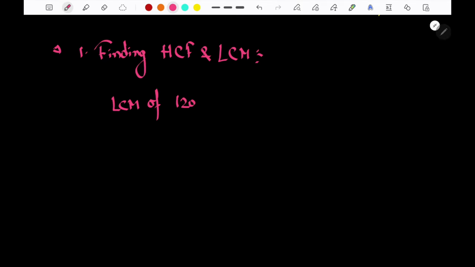So first simple application is finding HCF and LCM. This is one of the beautiful things that we can do from the fundamental theorem of arithmetic. For example, let's say we are required to find HCF and LCM of 120 and 90. So 120 can be written as product of prime factors. How? See, 15 into 8 is 120. So 2 cube into 3 into 5. It can be written like this.